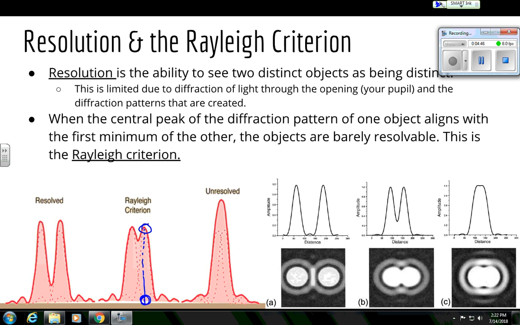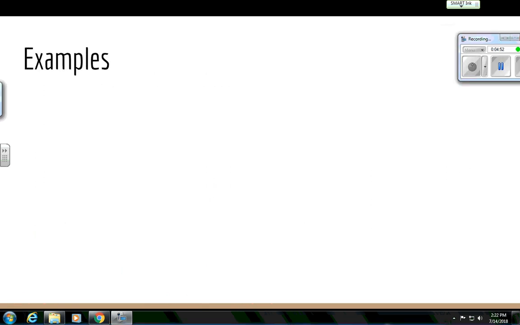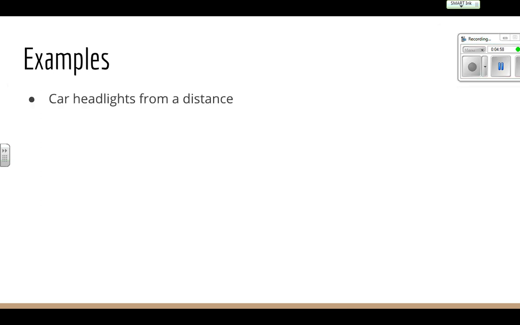If they get closer together than that, you cannot resolve them. And that's known as the Rayleigh criterion. So let's try to talk about some examples here so that you can try to get a grasp on what the heck we're talking about. The first example, the easiest one I think to comprehend, is car headlights.